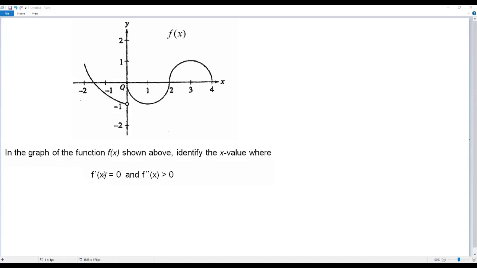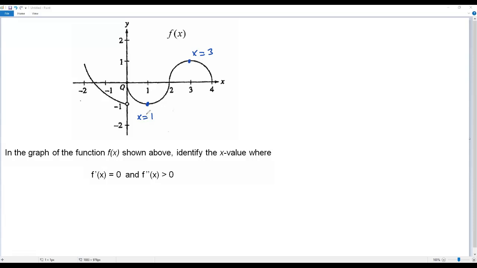Usually, where the first derivative of a function equals 0, the graph of the function f of x will have relative extrema. That is, the graph will have a local minimum or local maximum where the first derivative equals 0. So now let's identify the local minimum and local maximum in the graph of f of x. We have a local minimum at x equals 1 over here, and also a local maximum at x equals 3 over here.